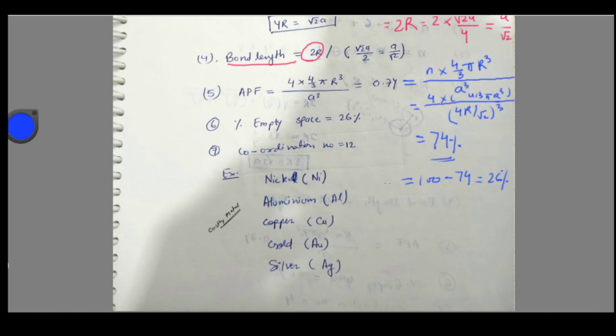Some examples of this kind of unit cell are face centered cubic cell atoms. Mostly costly atoms, like nickel, aluminium, copper, gold, silver. Mostly costly metals are face centered. So copper, gold, silver, aluminium, these are the costly atoms, and this type of arrangement is there in the unit cell.